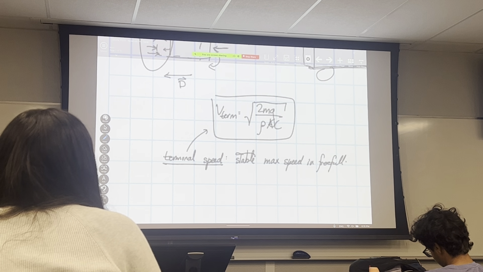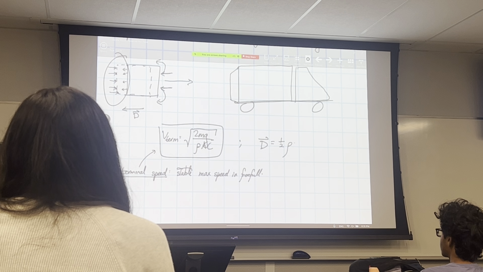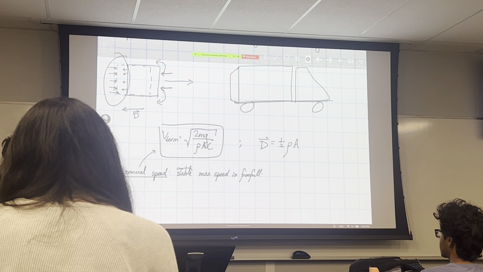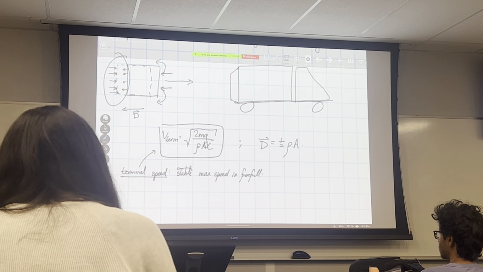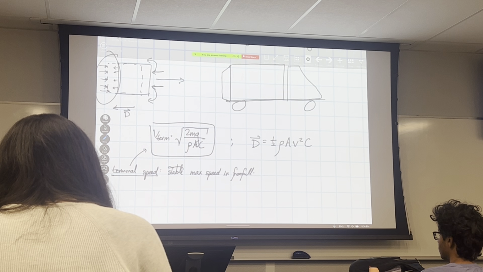And we get this from the fact that drag is given by this expression. It is equal to 1/2 rho A v squared C. Rho, the density of the fluid, is there. A, the size, is there. V squared, that's the speed dependence. And then for the shape, that is the C.